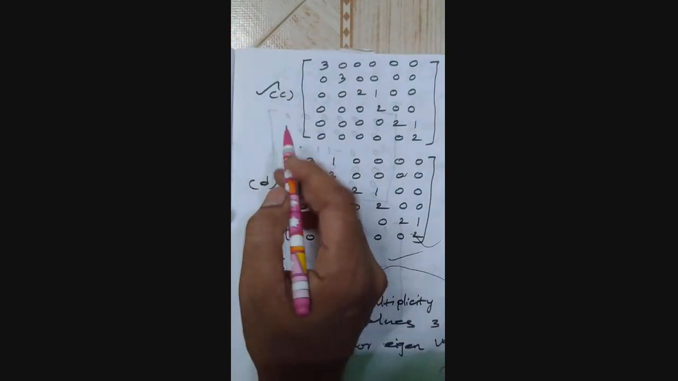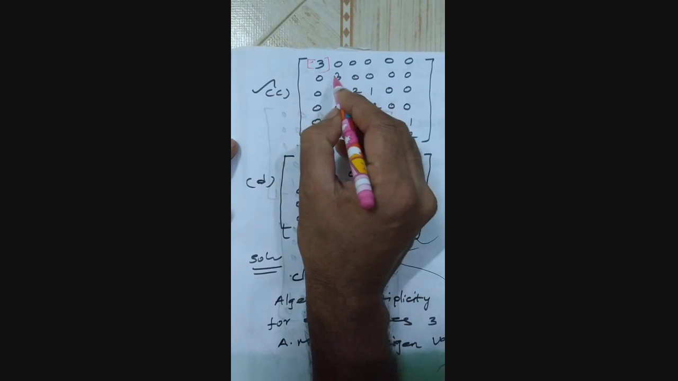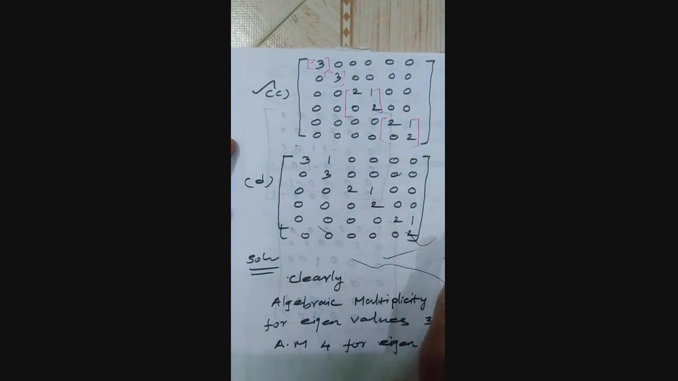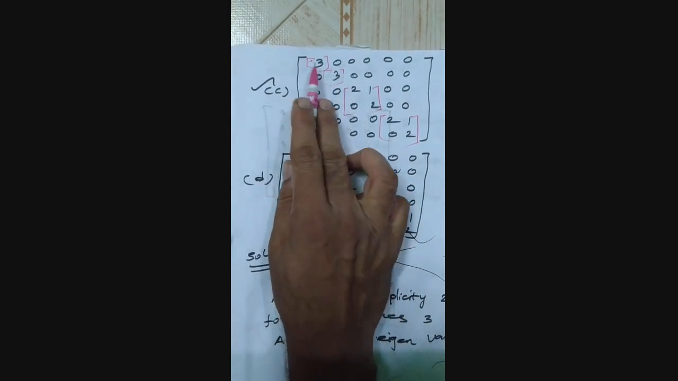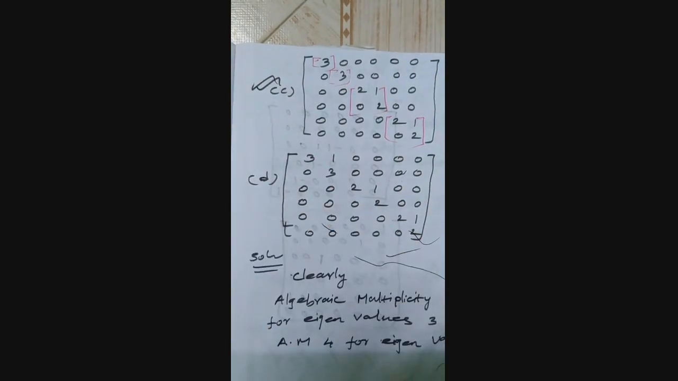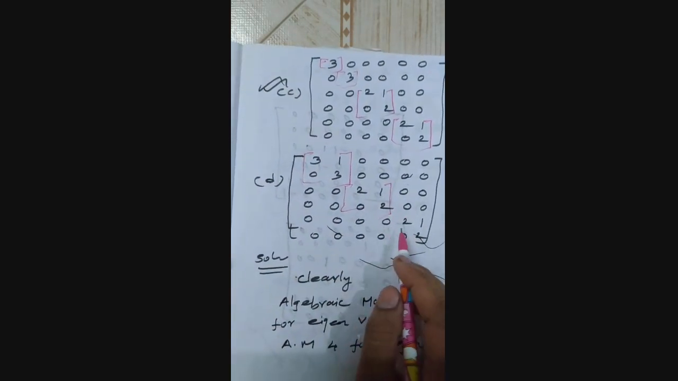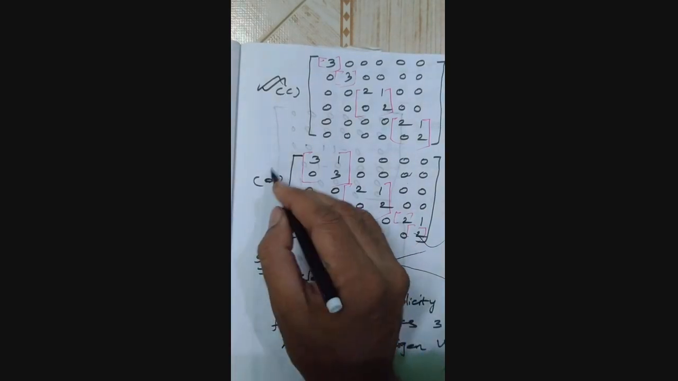Next. For 3, 2 blocks, next. So 2 by 2 and 2 by 2. Then next, 2 blocks for 3, this 4. So this option is correct. So what about the 2 by 2 block only for the eigenvalue 3? Next, eigenvalue for 2. 2 is correct, but 3, only 2 by 2 block, so which is wrong.